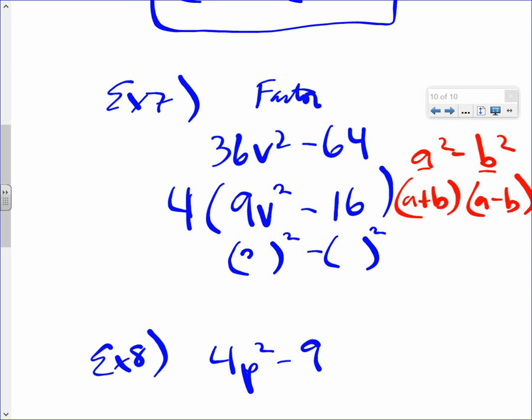9b squared I can write as (3b) to the second power. And the 16 I can rewrite as 4 to the second power. Let's not forget this 4 outside though. That's going to come down to our final answer as part of the factors. Okay, here's a squared minus b squared. I'm going to follow my pattern now.